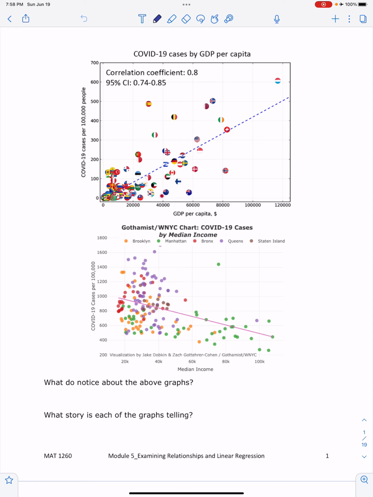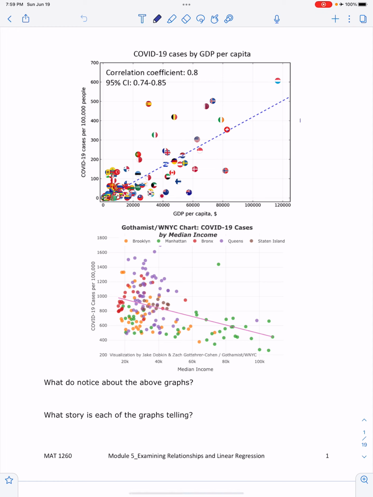Okay, a couple things I want to point out. We have a label at the top, a title that tells us what the graph is. Both of our axes are labeled, and they're very fairly specific labels. So we know exactly what we're talking about.